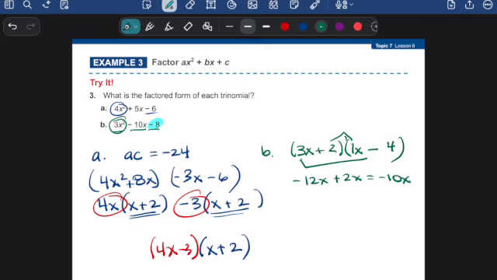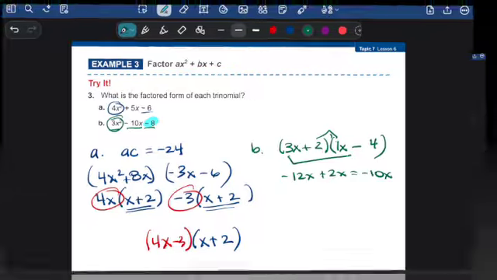So this method you can still do. If you don't like the regrouping, that's fine. It's just going to take a little bit of trial and error, changing numbers around. Make sure you change your signs. And make sure to always double check with distributing.